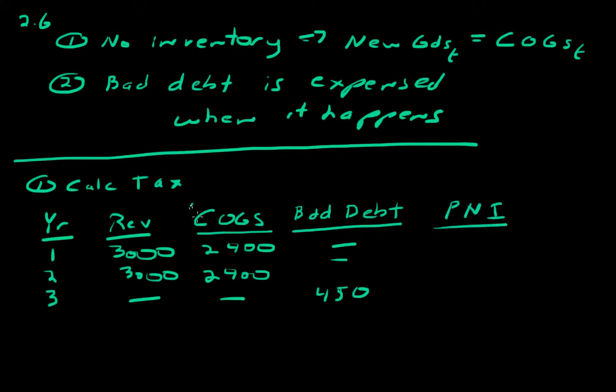And so for clarification, recall that cost of goods sold is subtracted and bad debt is subtracted. So we get a pre-net income of $600 in the first 2 years, and then we have a loss of $450 in year 3. I'll show the tax in the final cash flow schedule, but recall to calculate tax, we just take our tax rate and multiply it by our pre-net income. Okay, let's work.